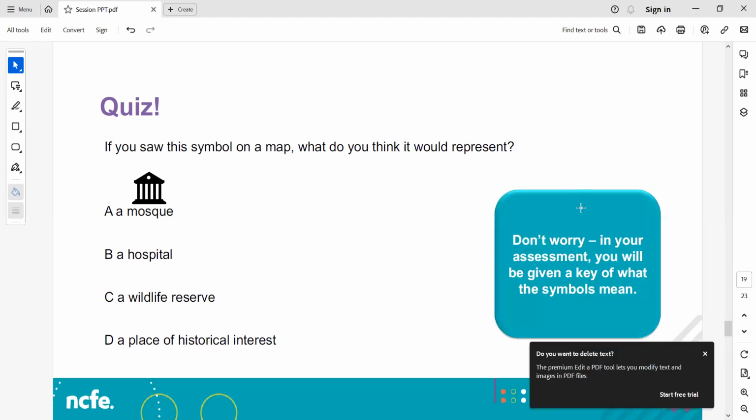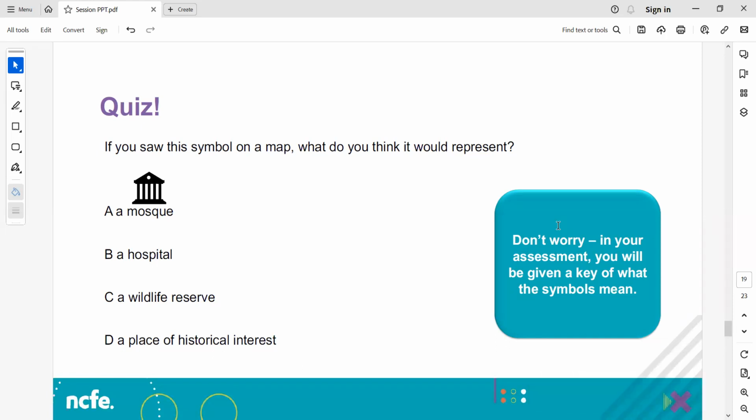Okay, but you wouldn't be expected to just guess like that. If you're doing an assessment and you're asked about what a symbol means, you would have a key. So you would be able to read the key and find what that symbol meant. All right. Okay.